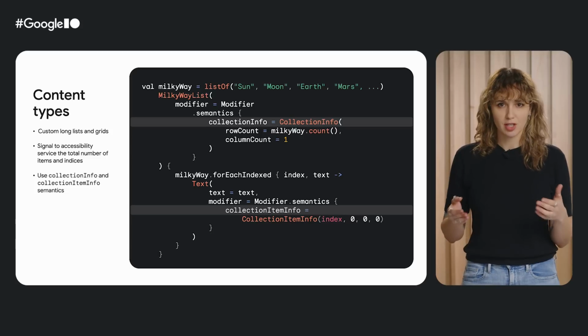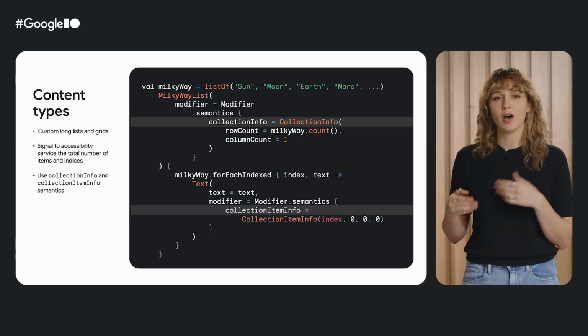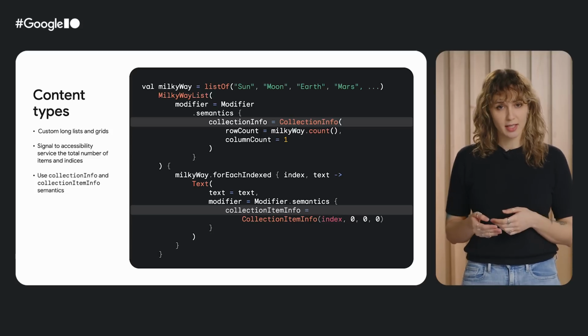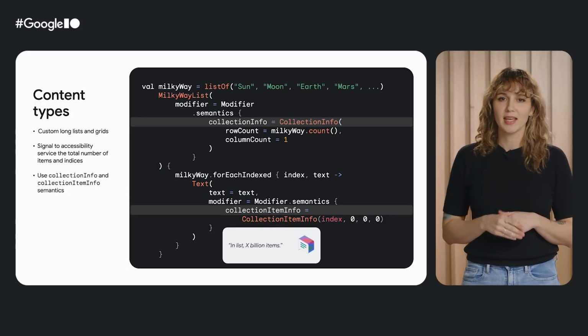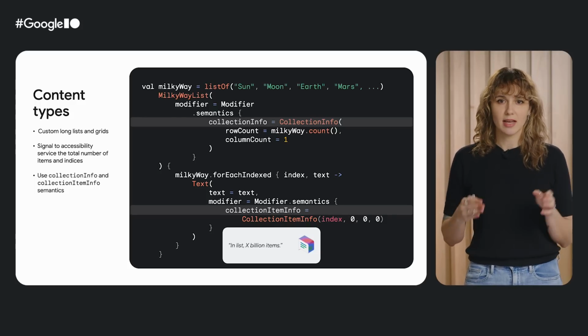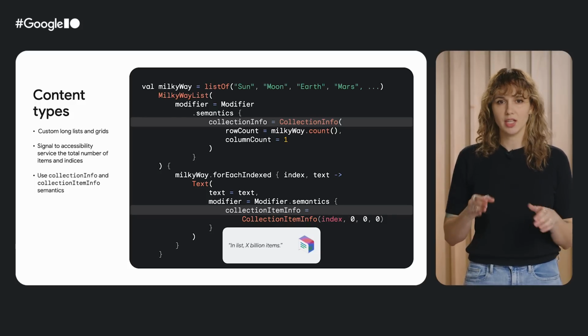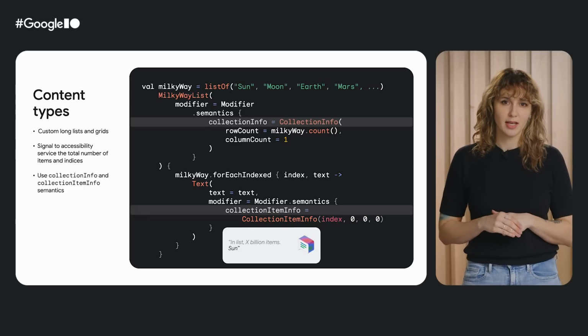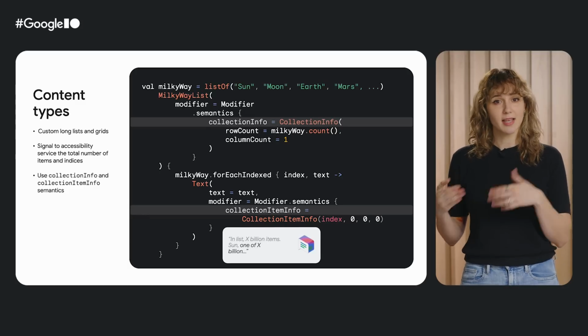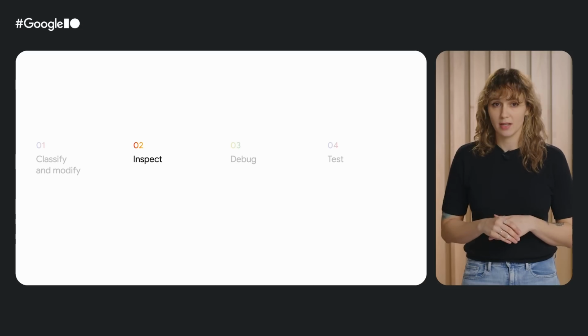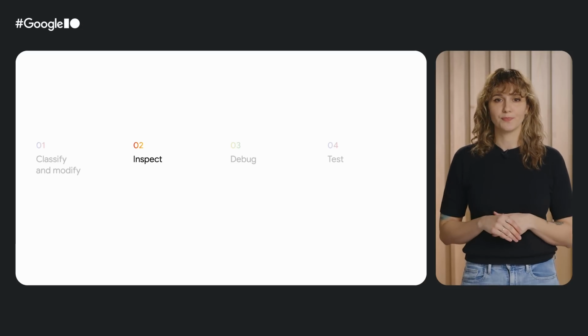By using collection info and collection item info on the list and items respectively, and TalkBack as an example, in this list, the service announces the total number of items, each item's textual information, and its item's index out of total. There are a number of tools that can help quickly inspect the content from an accessibility point of view.